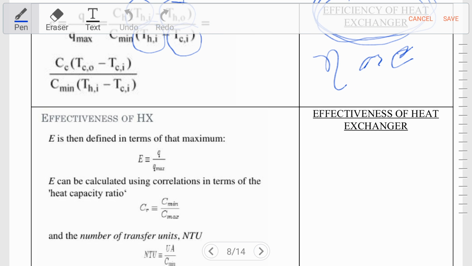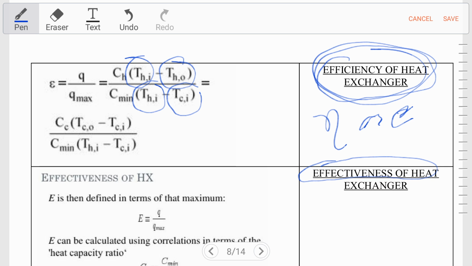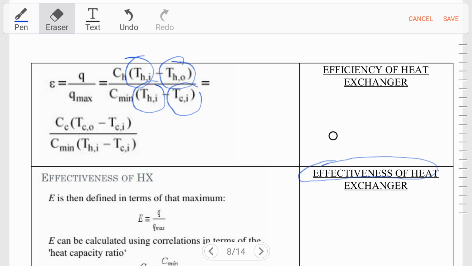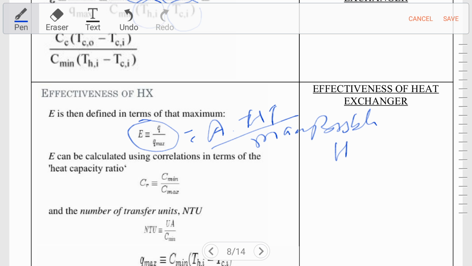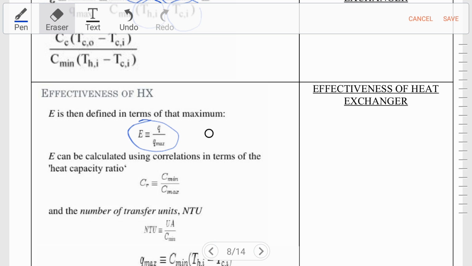Well, now the next term is effectiveness of heat exchanger. Before effectiveness we have discussed the efficiency of heat exchanger. So don't confuse between efficiency and effectiveness of heat exchanger. Both are different. First of all, effectiveness is Q by Q max, which means actual heat transfer divided by maximum possible heat transfer. Let me write again: actual heat transfer divided by maximum possible heat transfer.